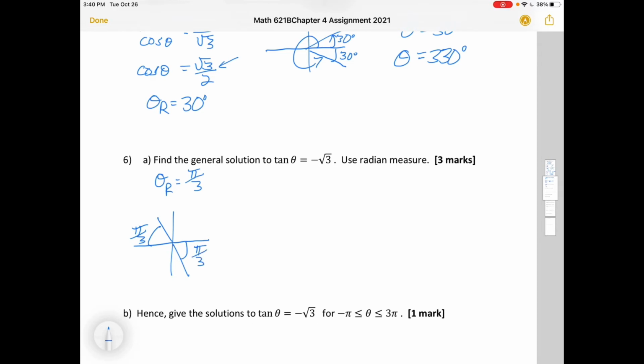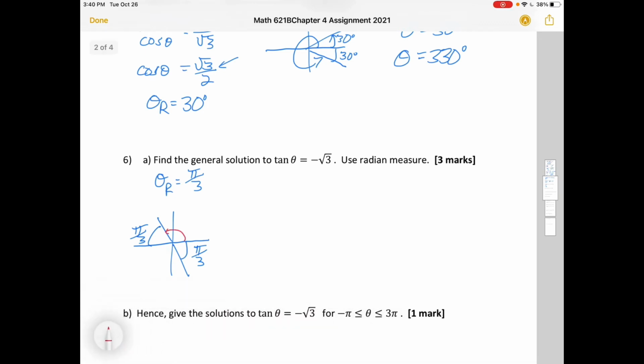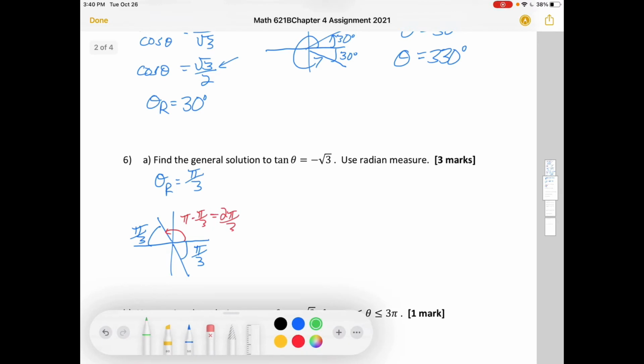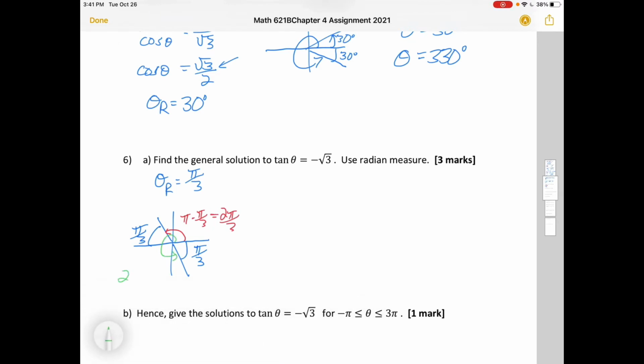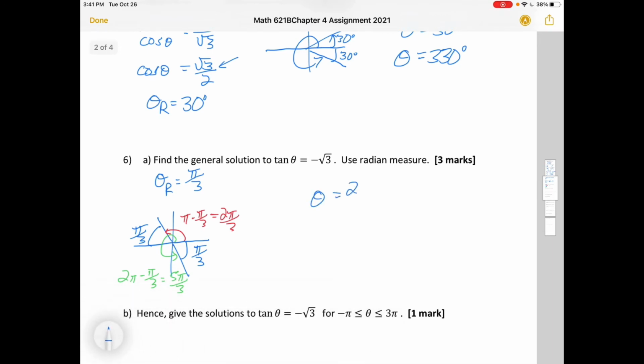Now there are many ways that you can show what the angles are going to be because you don't have a restricted domain, but I think it makes the most sense to find this one and call it 2 pi over 3, and to find, say, this one and call it 2 pi minus pi over 3, which would be 5 pi over 3. Those are two solutions within the first revolution.